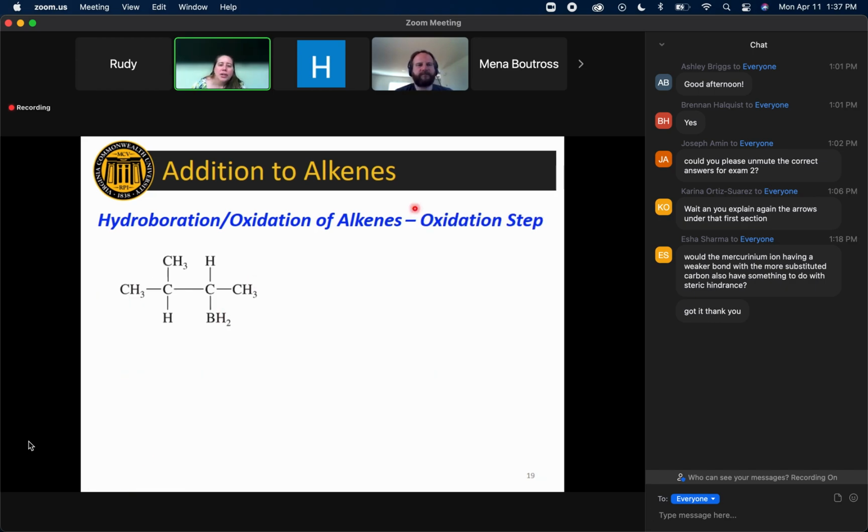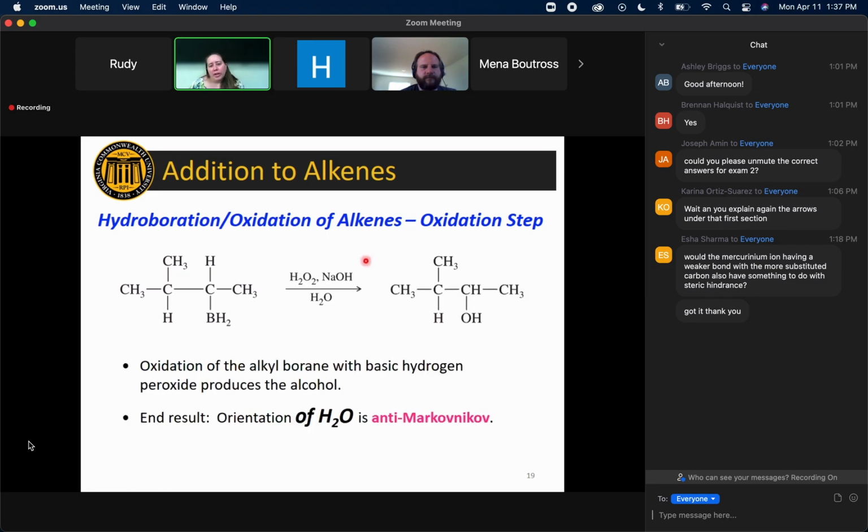Okay, so the oxidation step, once we've done the hydroboration step. So here's our hydrogen, there's our new carbon-boron bond. The oxidation step looks like this. We are going to take hydrogen peroxide, sodium hydroxide, and then water. And what that does effectively is change out this carbon-boron bond for a carbon-hydroxyl bond, right? So now we've swapped out our BH2. We've installed an OH group where that BH2 group used to be.